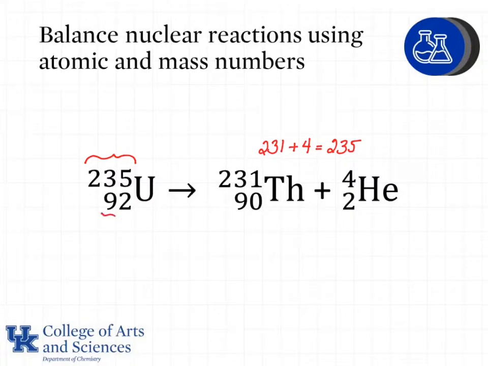For the atomic number, we have 92 on the left side and 90 plus 2 equal 92 on the right side. Therefore, this would be a balanced nuclear reaction. Notice in a nuclear reaction, we see that the identity of the substances can change. This is in contrast to chemical reactions where the identity of the elements must remain the same from the left to the right side of the reaction.